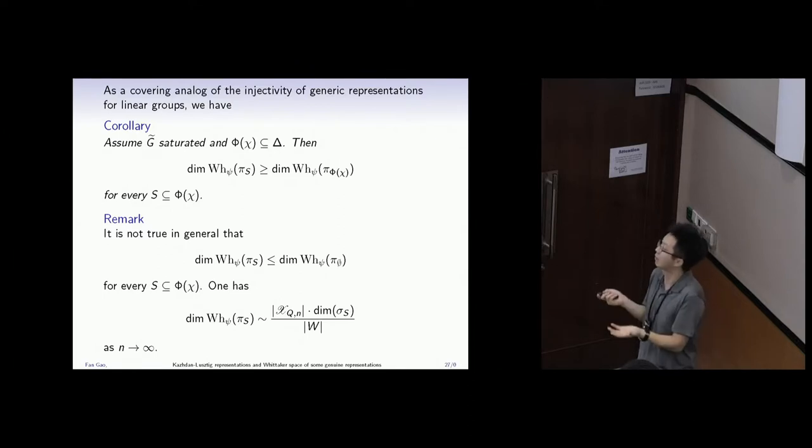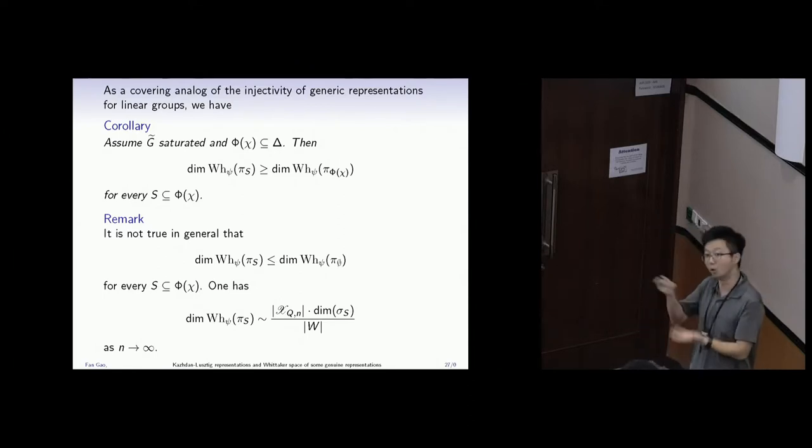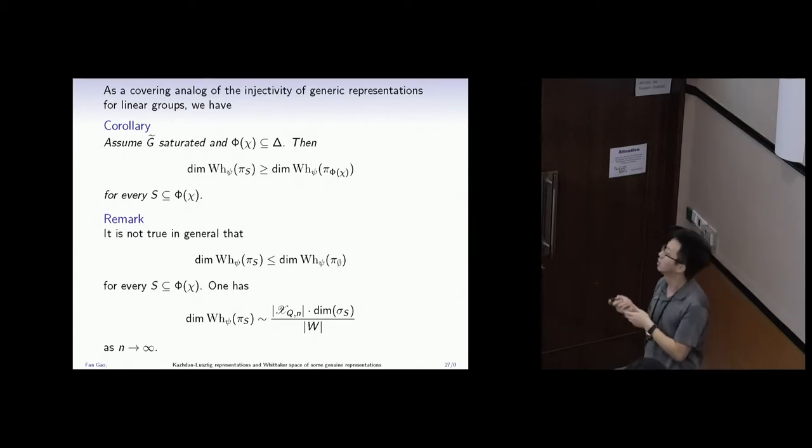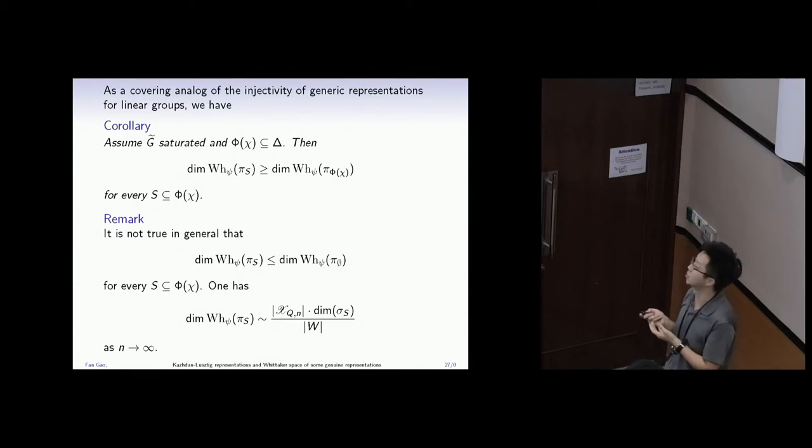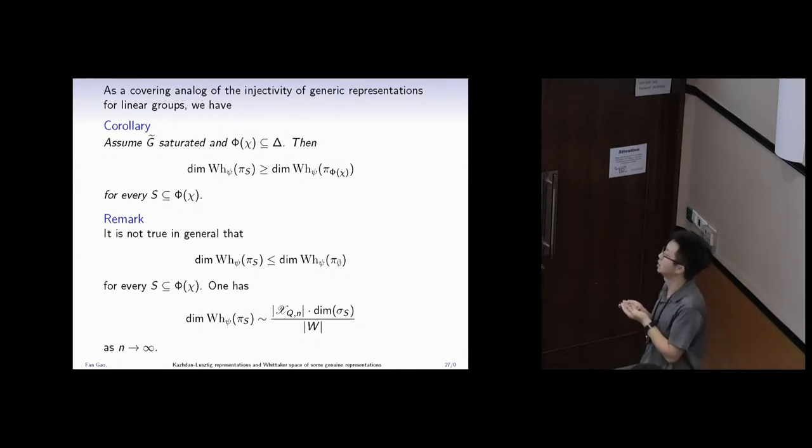You might want to say, maybe for covering groups, is it true the Steinberg is the most generic? It turns out it's not true. Meaning it's not true that the Steinberg representation gives you an upper bound. The reason is that if you consider the asymptotic behavior of this dimension, if you increase your degree of covering in the saturated class, then this asymptotic formula tells you the dimension of your Whittaker space for this constituent pi_s is given by a universal constant times the dimension of your Kazhdan-Lusztig representation.